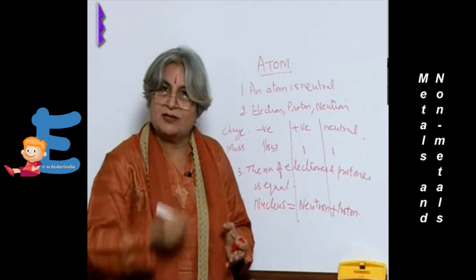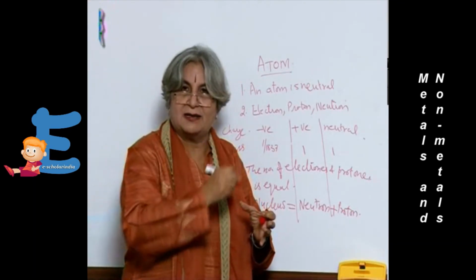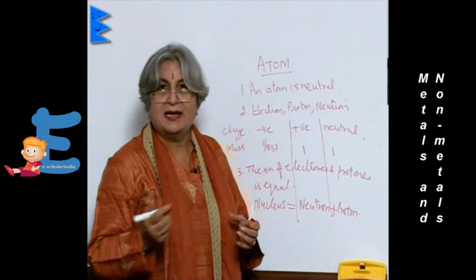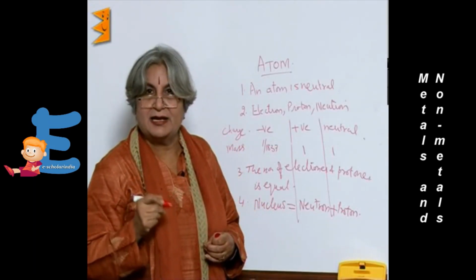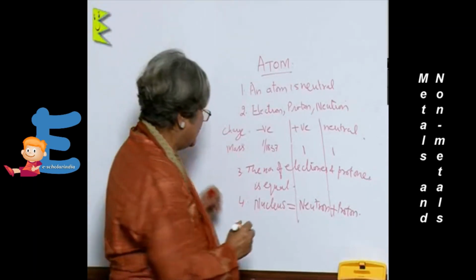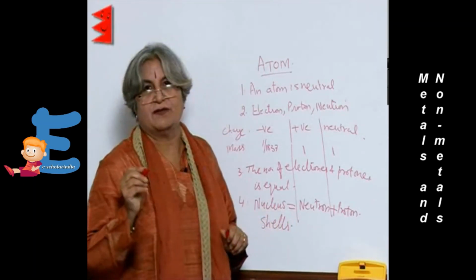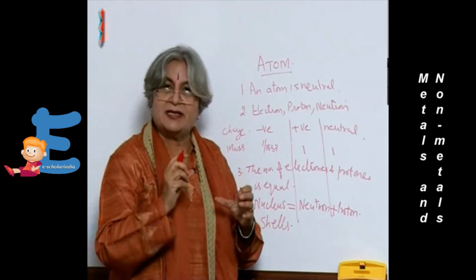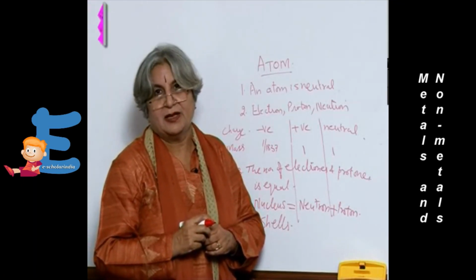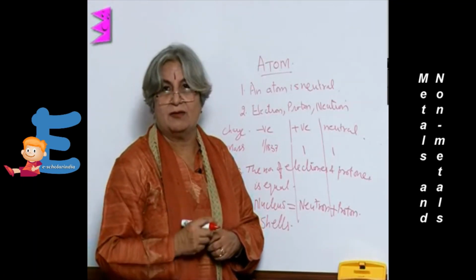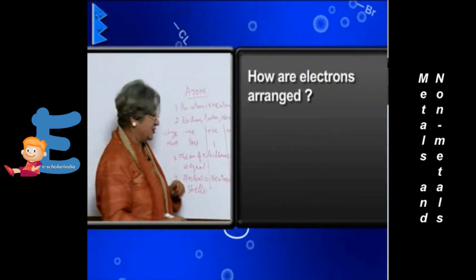So where are electrons? Just like in the solar system, around the sun the planets revolve, similarly electrons revolve around the nucleus, and they revolve in rings which are called shells. And this is called the electronic configuration of an atom. Now everything depends upon the electronic configuration of an atom. How many electrons are there in the outermost shell? Or before that, how are electrons arranged?